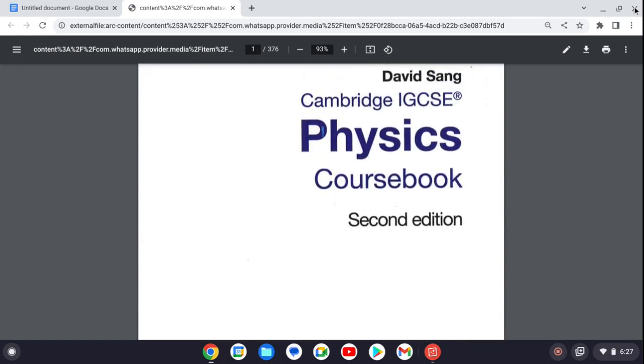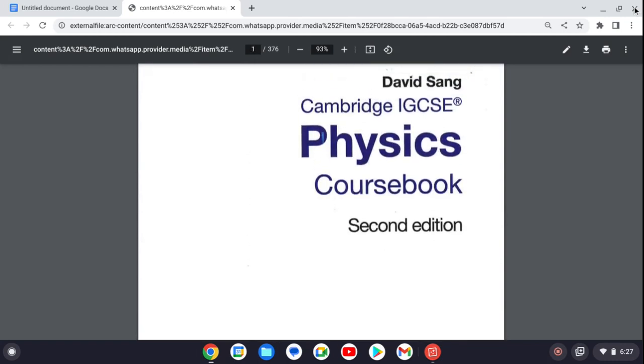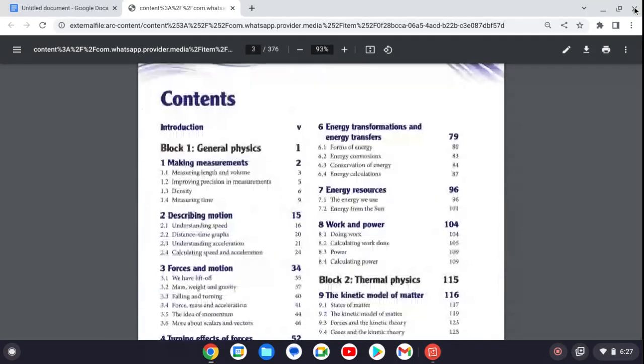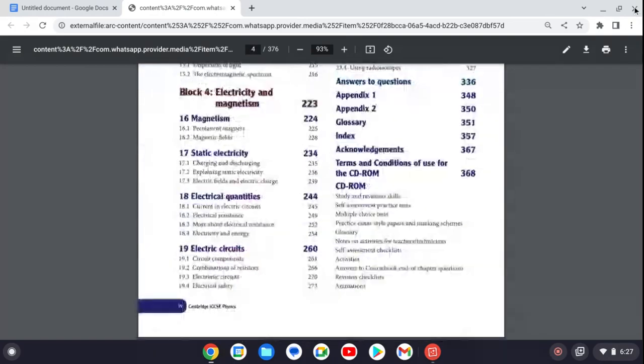So it is over. We are here with our first lecture from Cambridge IGCSE Physics coursebook, second edition. Before wasting our time, let's get to the lecture. We have a first unit which is about measurements, making measurements.